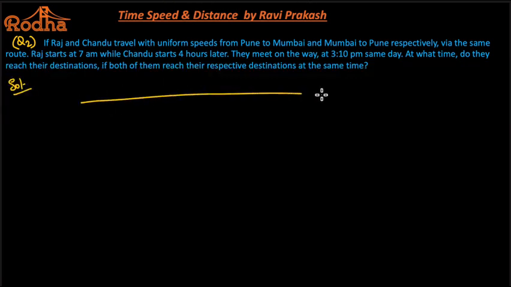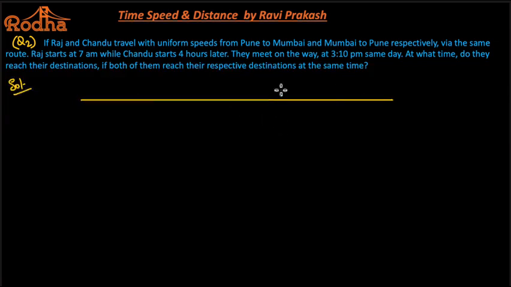So let's say this straight path here, from Mumbai to Pune. Let's say this is Mumbai here and this is Pune here. Now Raj is starting from Pune, and Chandu is starting from Mumbai here. That is, we can say R and C.